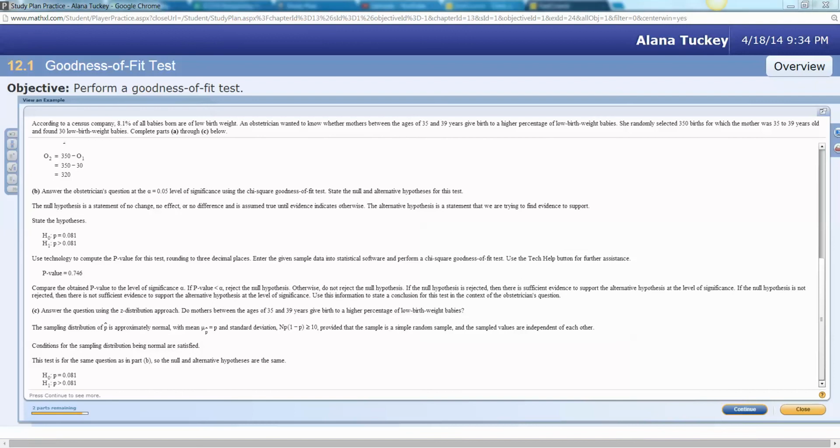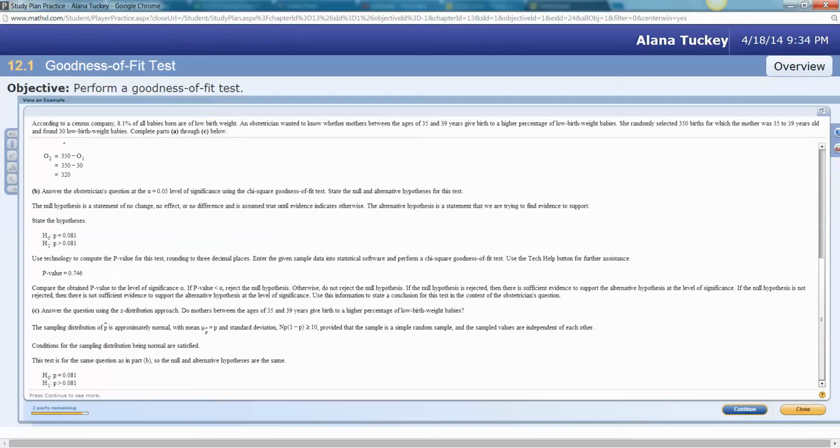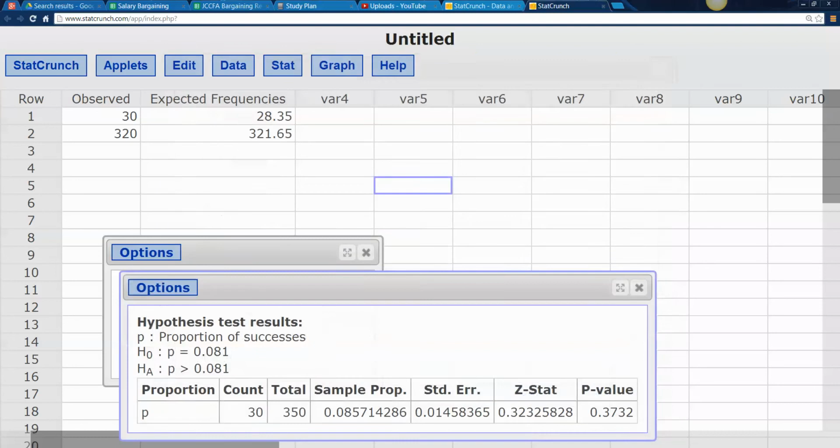Okay, so let me go grab StatCrunch. There's 350, and I'm testing 0.081. That was my null hypothesis. My alternative was a greater than symbol because they said the words greater than. She thinks it has a higher percentage right there. Higher percentage, that's greater than. All right, and then I'll go to compute.